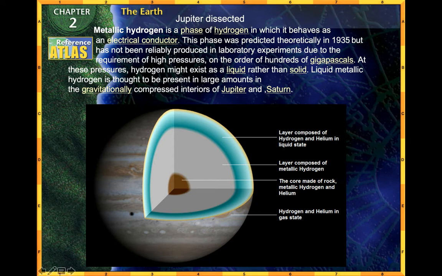But as you can see, it has different layers. You have this first layer, which is composed of hydrogen and helium. Then the second layer is composed of metallic hydrogen. Then there's a core that's made of rock, metallic hydrogen, and helium. And then on the outside, it's hydrogen and helium in a gas state. You notice there's one word that's not mentioned, and that's oxygen. So it would be very difficult for us to survive there without some sort of space apparatus. But that would also require us to have the technology to get there, and that's probably not going to happen in our lifetimes.